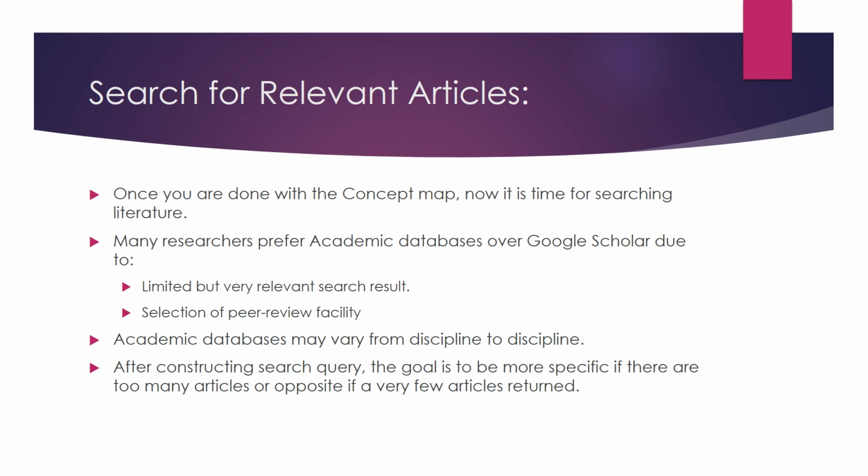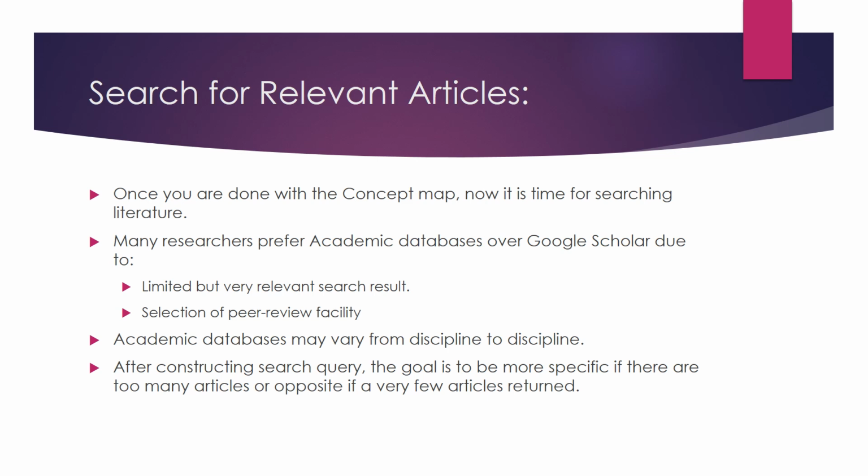So once you're done with the concept map, now it is time for searching the literature. Many researchers prefer academic databases over Google Scholar due to limited but very relevant search results and selection of peer review facilities. So I also prefer using academic databases rather than Google Scholar. But remember, academic databases may vary from discipline to discipline. Let's say if you are from a health science background, you may not find IEEE interesting, but if you are from IT, then IEEE, Scopus, ACM, ProQuest databases might be interesting to you.